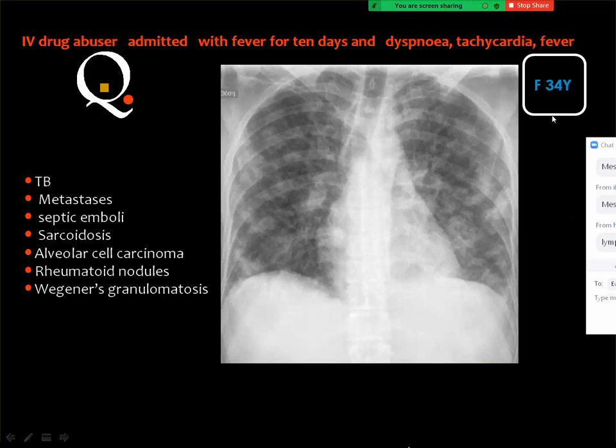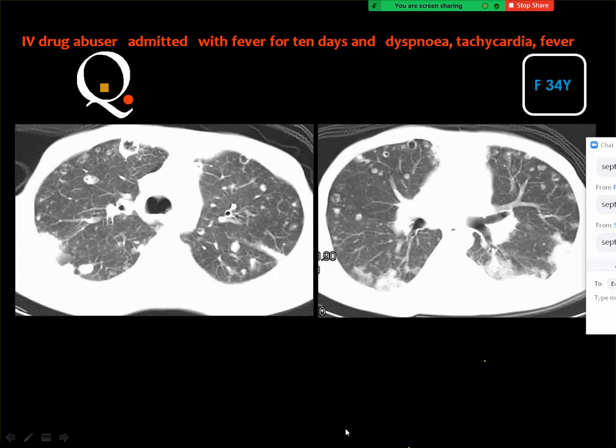Then we have a female patient, 34 years old. She is an intravenous drug abuser, admitted with fever for 10 days, dyspnea, and tachycardia. These are the possibilities: TB, metastasis, septic emboli, sarcoid, alveolar, rheumatoid, Wagner. Of course, the history is very classic and pathognomonic, and your answers are actually right, and these are septic emboli.